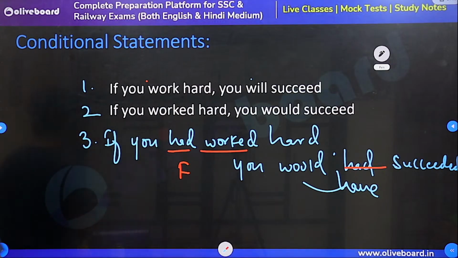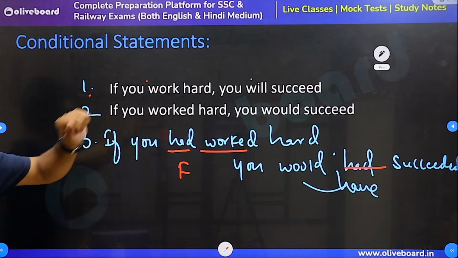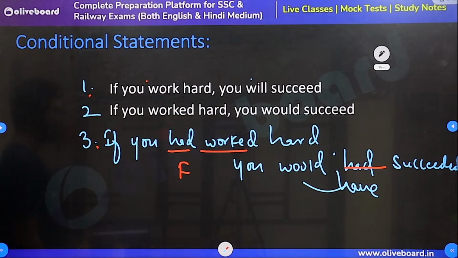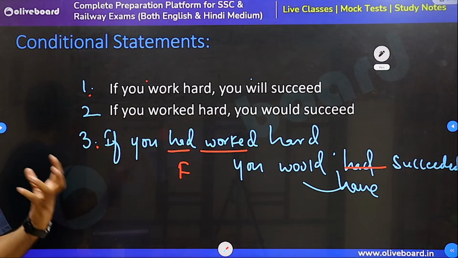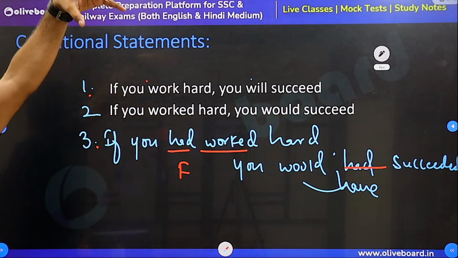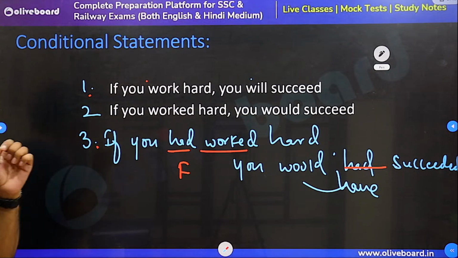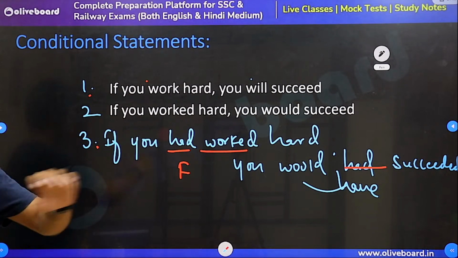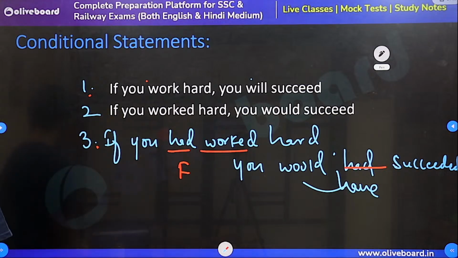Hey dear. Now, if you work hard, you will succeed. If you worked hard, you would succeed. If you had worked hard, you would have succeeded. Those who understand Hindi, मेहनत करते हो तो पास हो जाओगे, मेहनत करते तो पास हो जाते, और मेहनत की होती तो पास हो गए होते. These are the three conditional clauses, most important pillars of English language and quite frequently repeated, asked in PYQs, whether it's bank or SSC or any other examination.